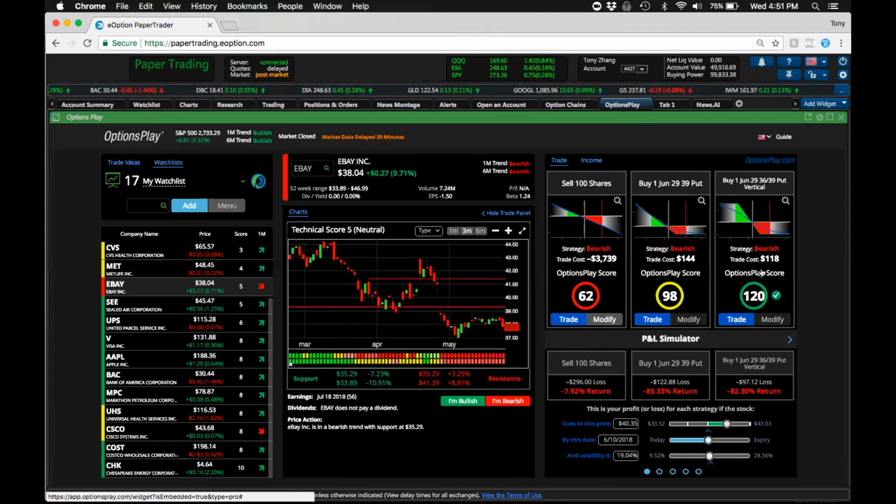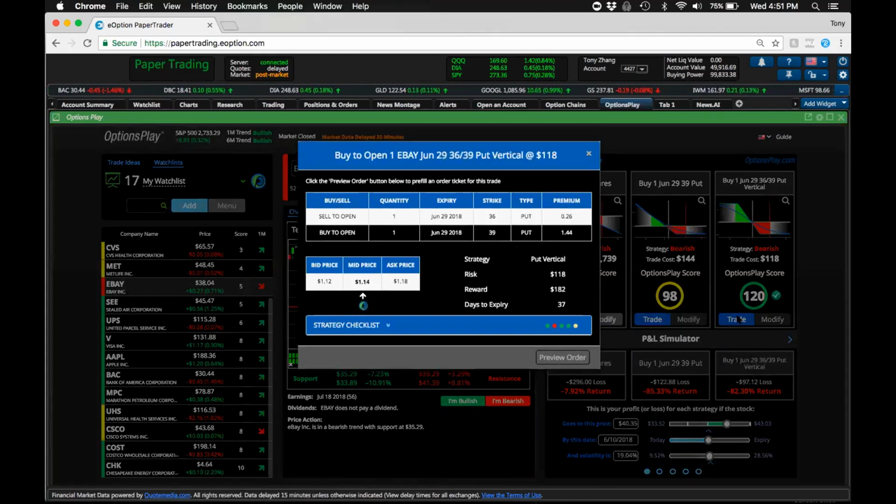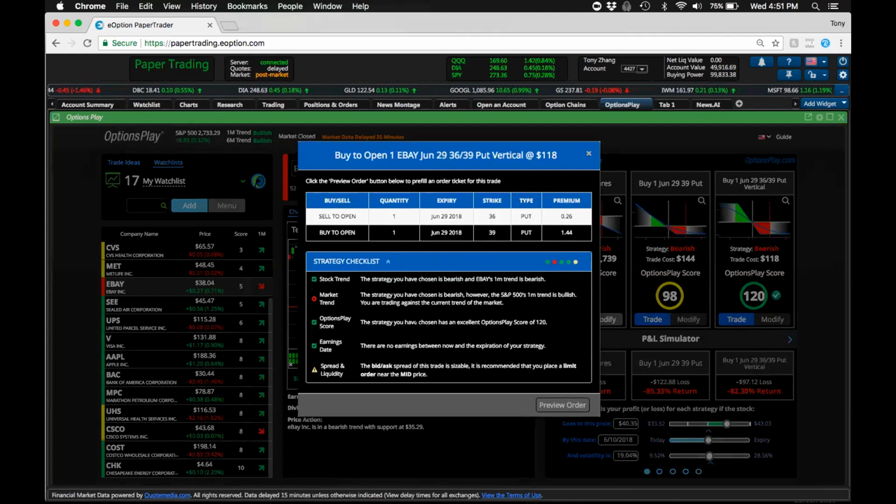So once you've honed in on a trade that you want to make, you can click on the trade button. And what we have is a strategy checklist. This is just looking for things to make sure you understand your risks before you place a trade.